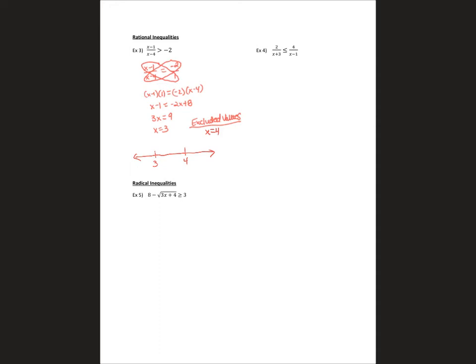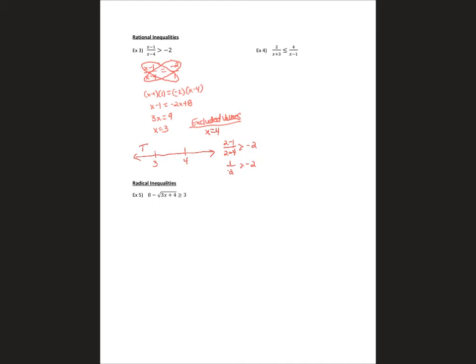So if I pick a point to the left of 3, let's say I pick 2, and I plug 2 into the original inequality, I get 2 minus 1 over 2 minus 4 has to be greater than negative 2. Well, 2 minus 1 is 1, 2 minus 4 is negative 2. Negative 1/2 is greater than negative 2, so that's true.